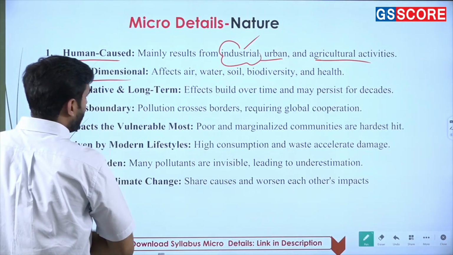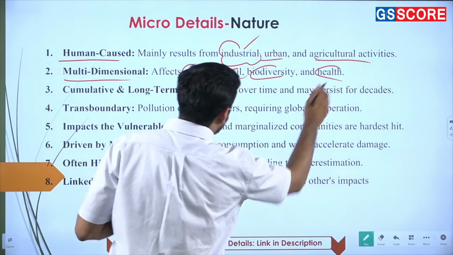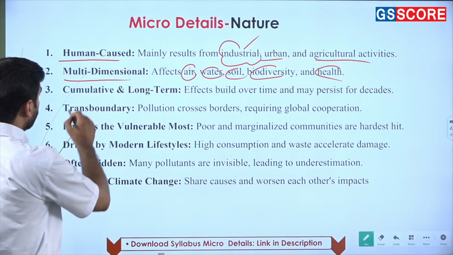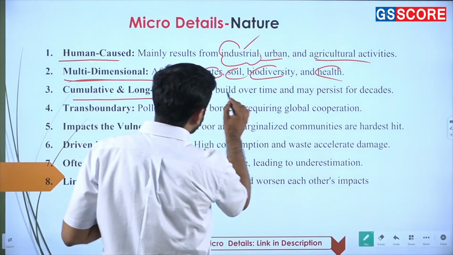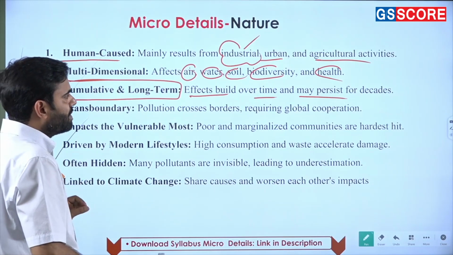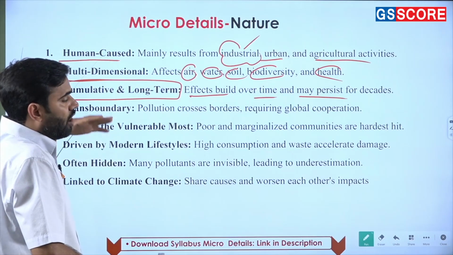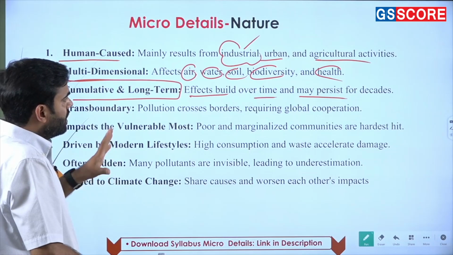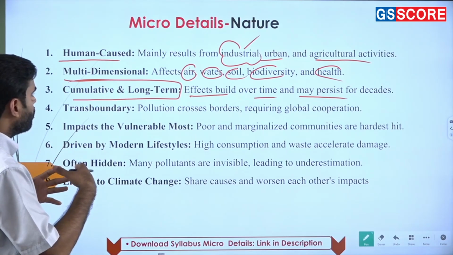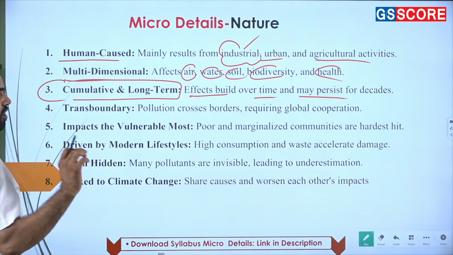Next, multi-dimensional. Yes, there is no doubt it has a multi-dimensional nature, like air, water, soil, biodiversity and health. We have to discuss each and every area, which is highly required. And on the other hand, cumulative and long term: effects build over time and may persist for decades. There is no doubt. We have to understand the effective period of pollutions. Look, effects build over time. If you are writing or making notes on environmental pollution and degradation, please make sure you add the cumulative and long term effect.